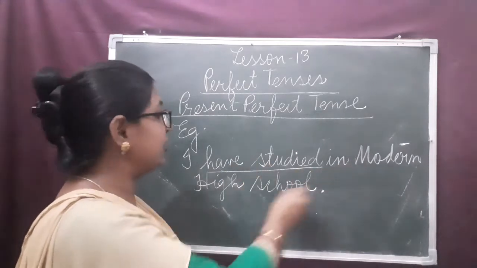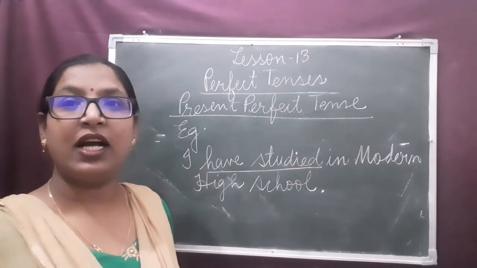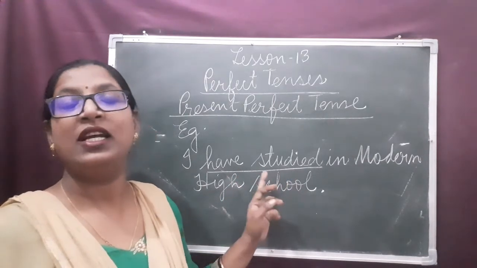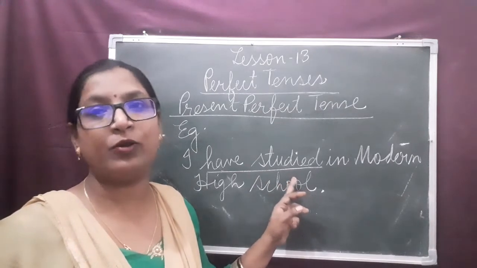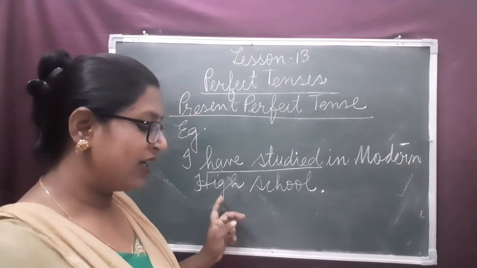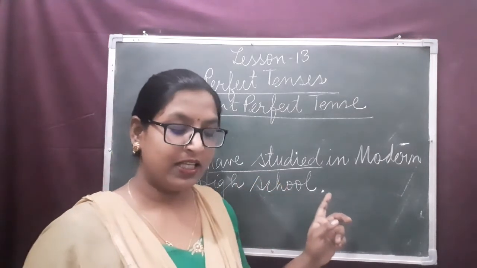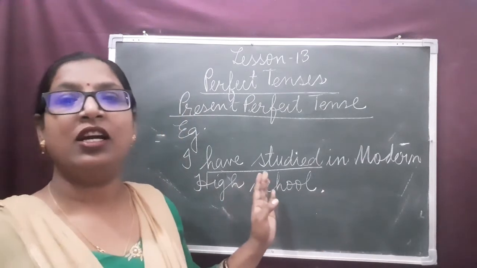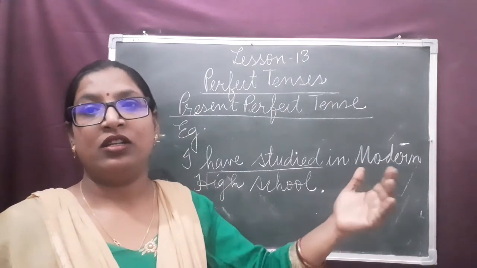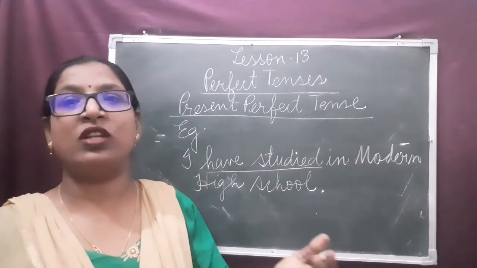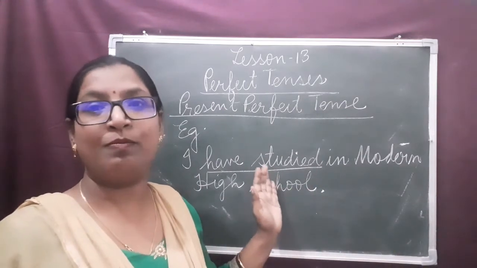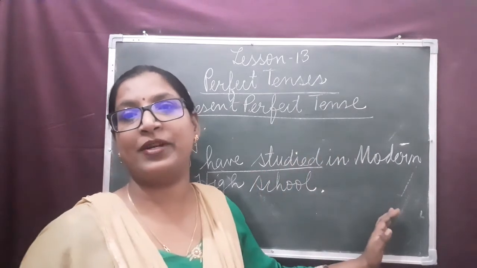I have studied in modern high school. Have studied is a verb and this verb indicates the present perfect tense. Dear children, in this sentence, an action completed at a point in the past. Clear? Maybe the person studied from 2001 to 2008, and still that impact of studying is still connected with the present.